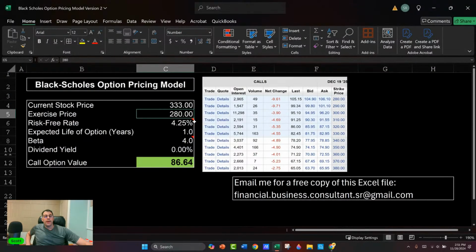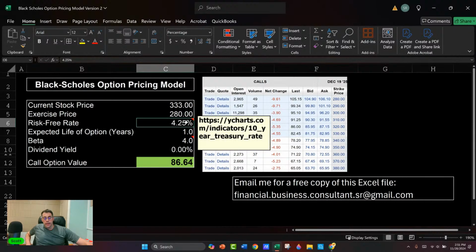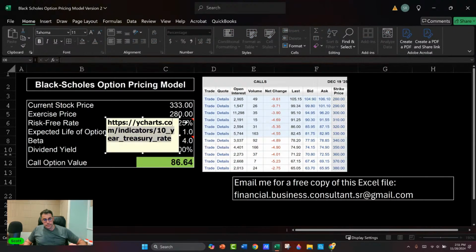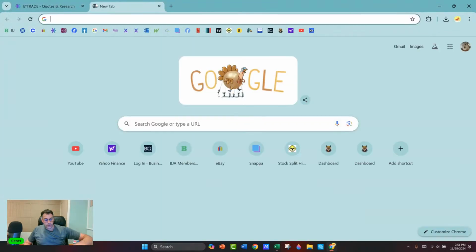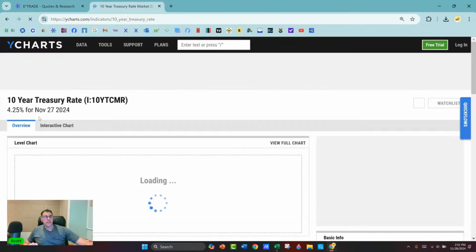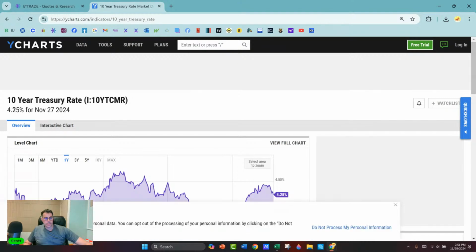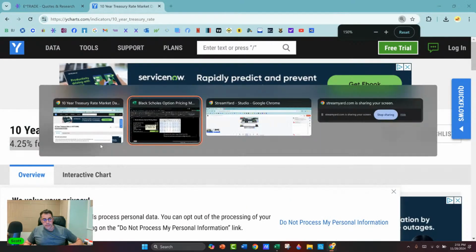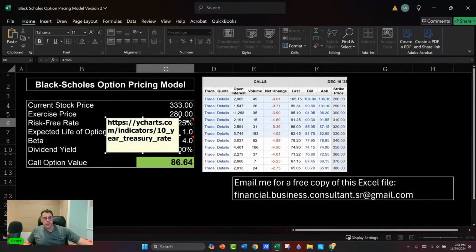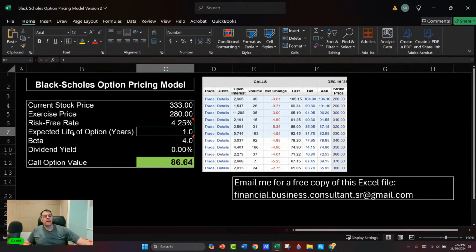The risk-free rate, I got it from this website, the 10-year U.S. Treasury rate. That's 4.25%. So I'm using that as my risk-free rate. That could change. Expected life of the option: we're doing a 1-year option, but like I said, you could do whatever time frame you want.